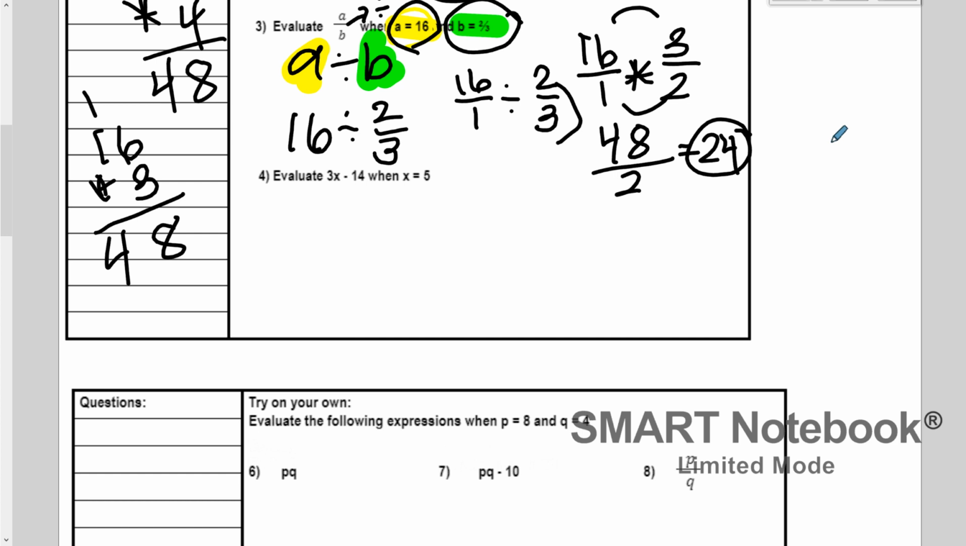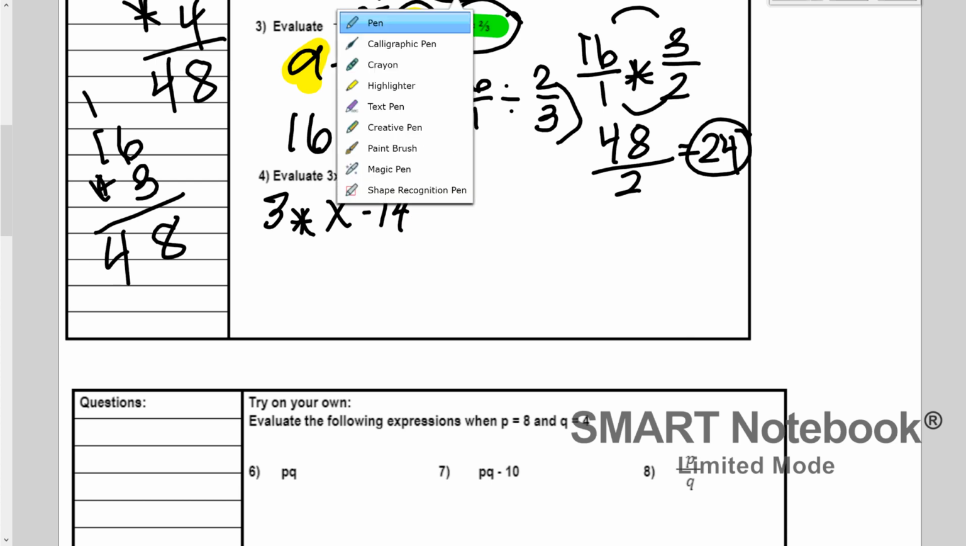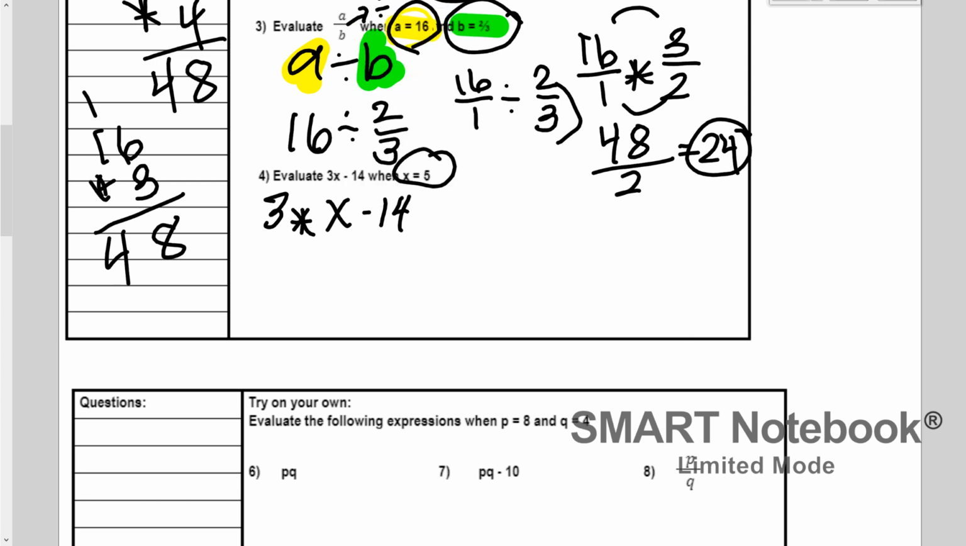Last one on this page, we've got 3x minus 14. First thing I want us to do is to break down that 3x. That 3x means 3 times x. I want to put in that multiplication sign so that when I substitute in my 5 for my x, I can substitute in without it becoming a 35 on accident. We always want to put in that multiplication sign.